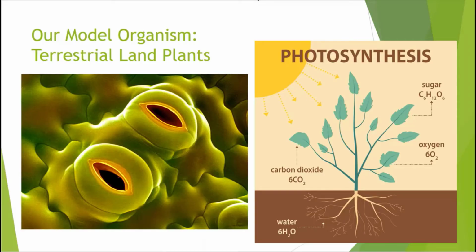For our purposes, we will use land plants as our model organism for photosynthesis. Plants take the raw materials of sunlight, water, and carbon dioxide to produce carbohydrates and oxygen as a byproduct. To better understand this process, we need to know a bit about plant anatomy. The image here is from the underside of a leaf.